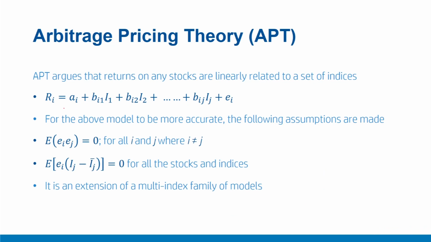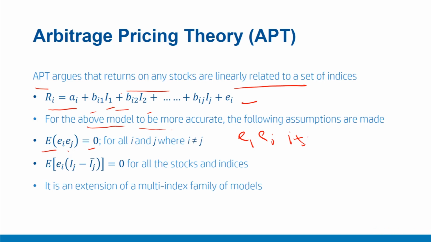As we have said already, this APT theory argues that returns on any stock are linearly related to a set of indices like I1, I2 and so on, and this relationship is reflected in this process, shown here by the equation Ri equals alpha i plus Bi1 into I1 and so on, as the return generating process. For the above model to be an accurate description of reality, there are certain assumptions, and these assumptions are not alien to us. For example, expected value of Ei into Ej equals 0, which means Ei and Ej are uncorrelated.